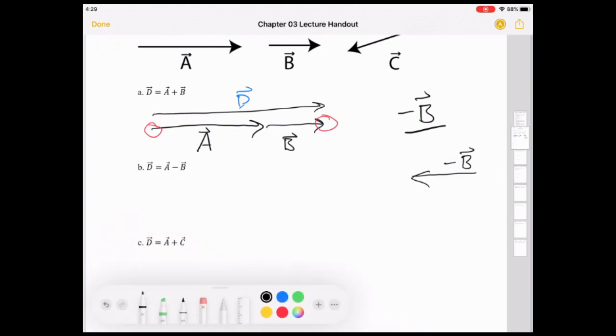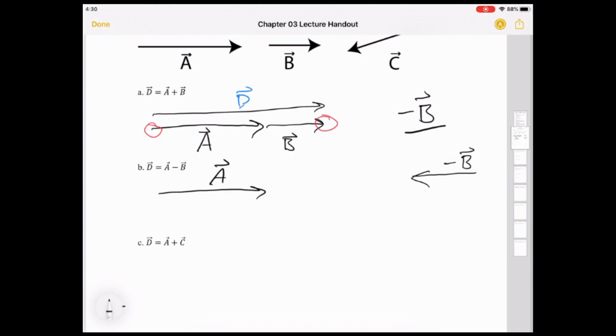So I can just say, well, A goes this way. There's A. And B, if I go tip to tail, I start B where A ends. Goes this way. So there's B. Really, it's minus B. So A plus minus B is this vector right here. There's D. Right? And again, we can say, if I walk A and then walk back B, my total displacement is D.